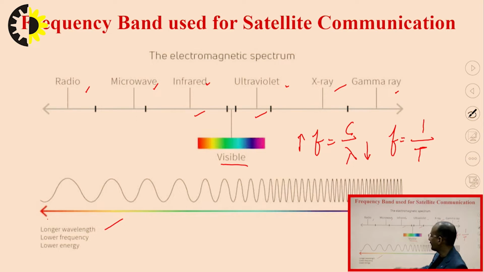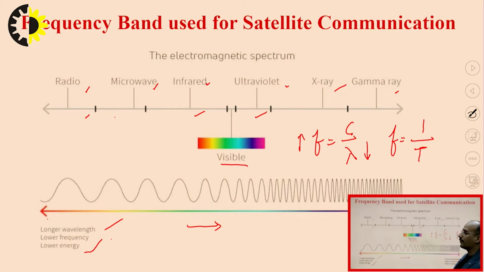It means if a particular radio signal is concerned, its frequency is low but its wavelength is quite high. It means frequency is low, wavelength is high, and its energy is also low, because energy is directly proportional to the frequency. As frequency increases, energy also increases, but wavelength decreases.